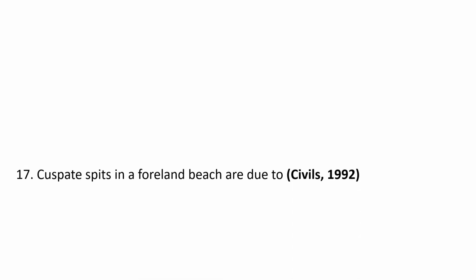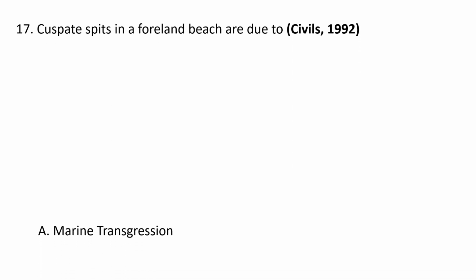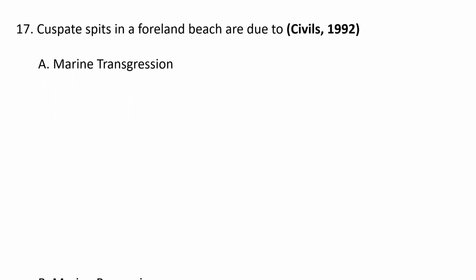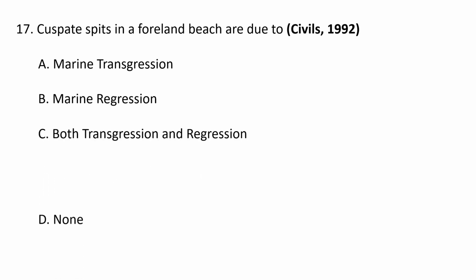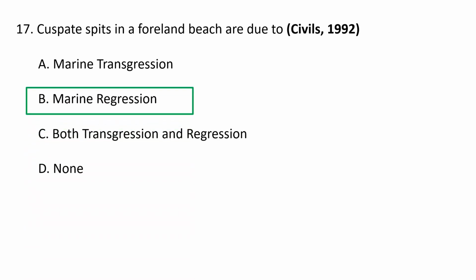Next question. Cuspate spits in a foreland beach are due to A. Marine transgression, B. Marine regression, C. Both transgression and regression and D. None of the above. So cuspate spits in a foreland beach are formed due to marine regression. These cuspate forelands are also known as cuspate barriers or nesses in Britain, and these are geographical features found on coastlines and lake shores that are created primarily by longshore drift. So these are formed by marine regression. B is the correct answer.